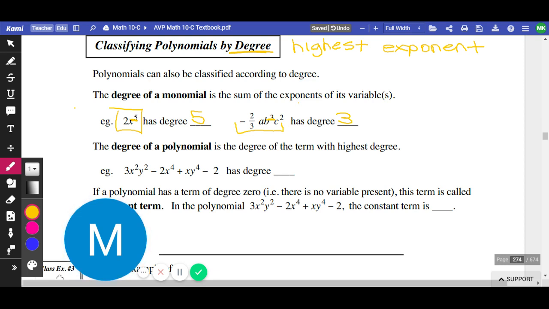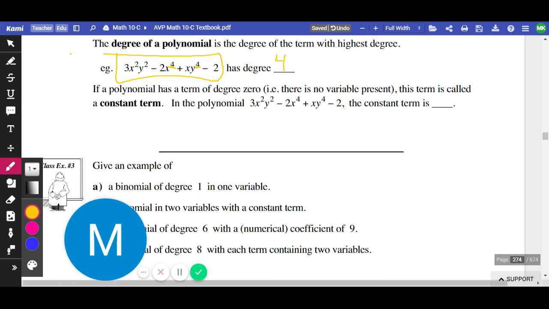Looking at this guy, we want to know the degree of that polynomial. The highest exponent of that polynomial would be a 4. And it happens to have 2 4s, right? It's y to the power 4 and x to the power 4. Beautiful.